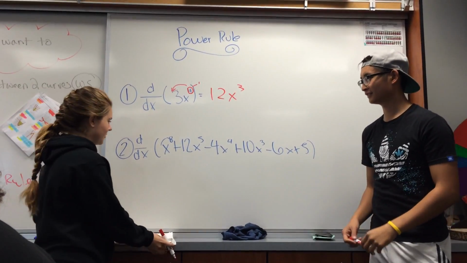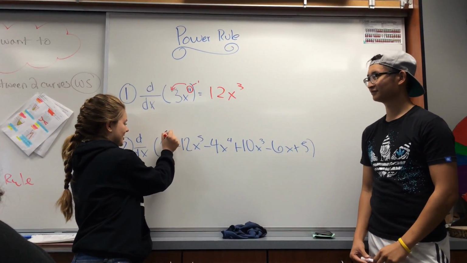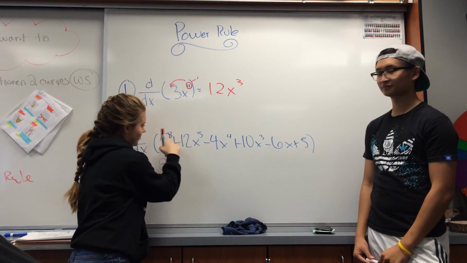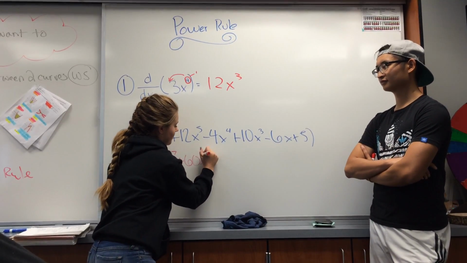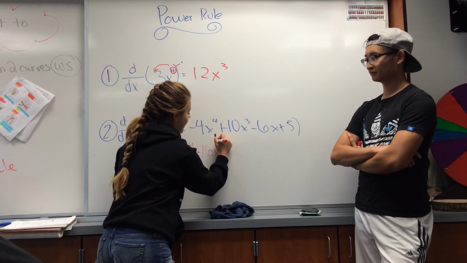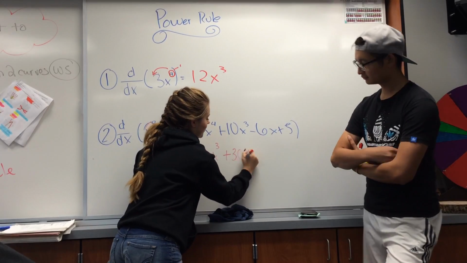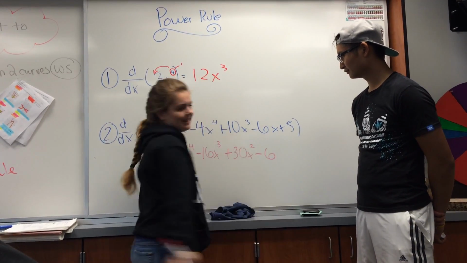Okay, this is a little different one. It's much more complicated. Not really. But you just multiply that, and there's a 1 right here, so it's going to be 8x to the 7th because you subtract this by 1. So then it would be 60 right here, 4 right here because you subtract it by 1. It's going to be minus 16x to the 3rd, subtract by 1, multiply by 4. Then this is going to be 30 to the 2nd.